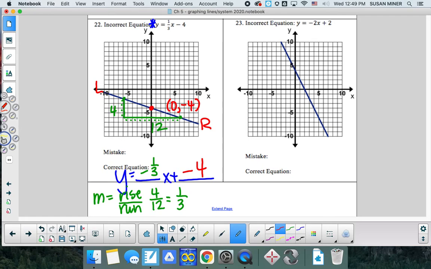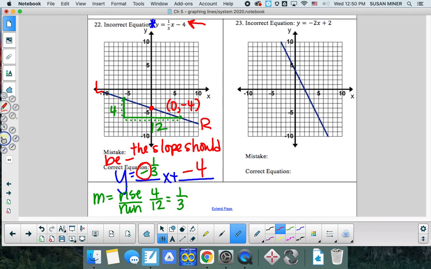Now when I compare that up here, what is the mistake? I can see that I'm missing this negative right here. So the mistake is the slope should be negative. And so we're going to write a little sentence in there that talks about what the mistake is.